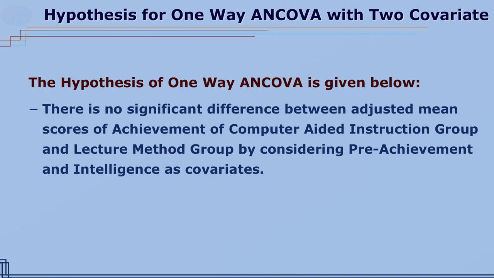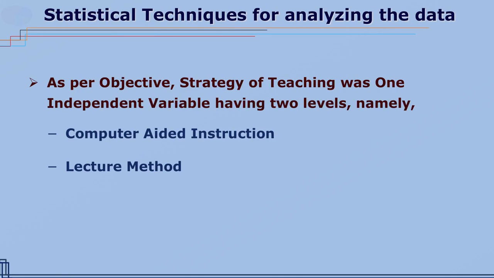For this objective, the hypothesis should be worded in the null form like this: there is no significant difference in adjusted mean scores of achievement of computer-aided instruction group and lecture method group by considering pre-achievement and intelligence as covariates. For this objective, you know that there is one variable, which is strategy of teaching, and there are two levels of it, namely computer-aided instruction and lecture method group. Here, there are two covariates. Number one is pre-achievement and number two is intelligence.